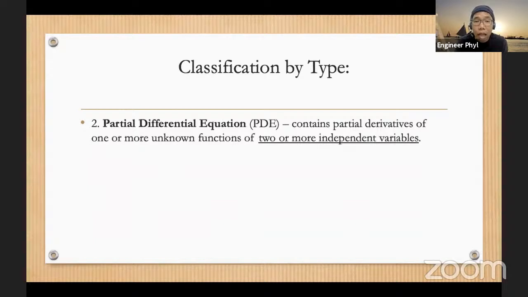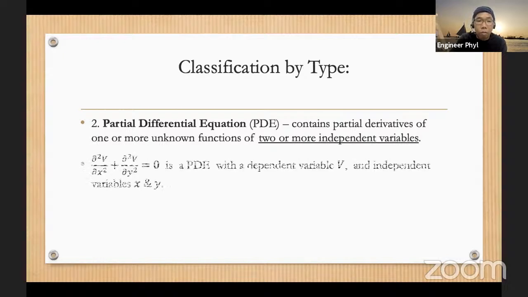Now let's go to the next type, which is the PDE, or partial differential equation. This contains two or more independent variables. The first example, with the symbol of partial derivatives, is the second partial derivative of v with respect to x plus the second partial derivative of v with respect to y equals 0. Here, the unknown function, or the dependent variable, is v, and the independent variables are x and y. As you can see, there are two independent variables.